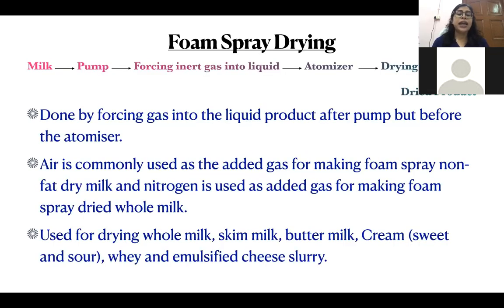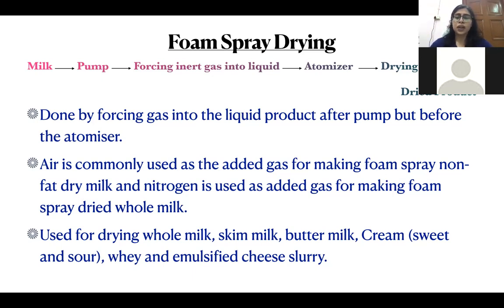Then comes foam spray drying. You remember I had discussed foam spray drying in the first lecture we had? Foam spray drying is a common drying technique in which the liquid and an inert gas is added, and then a foam is formed, which is sprayed and dried in a drying chamber. Mostly the gas added is either air or nitrogen. Nitrogen is used in case of whole milk, whereas air or other gases are used in case of skim milk powder, non-fat dried milks.